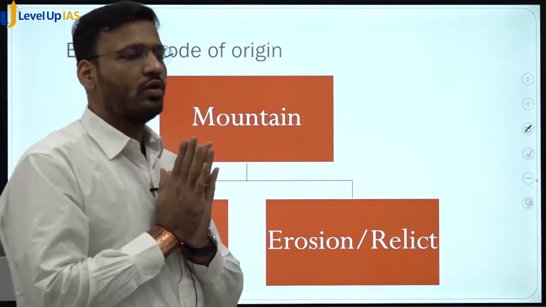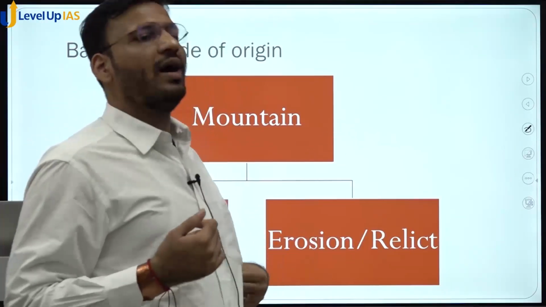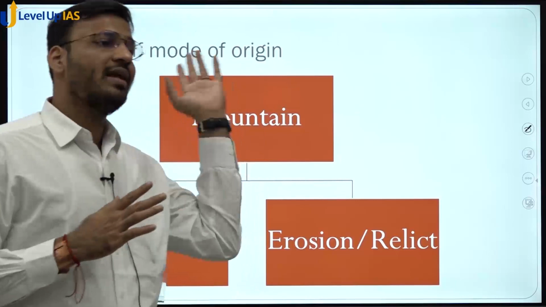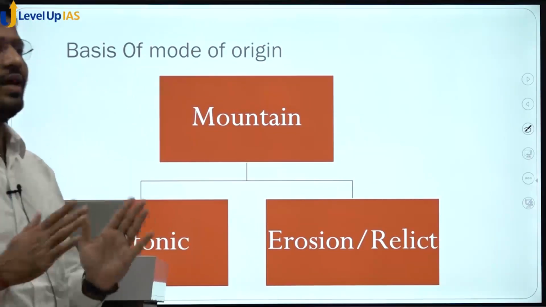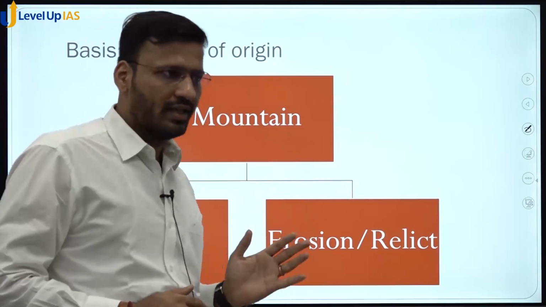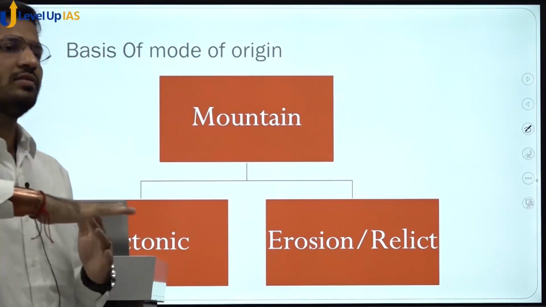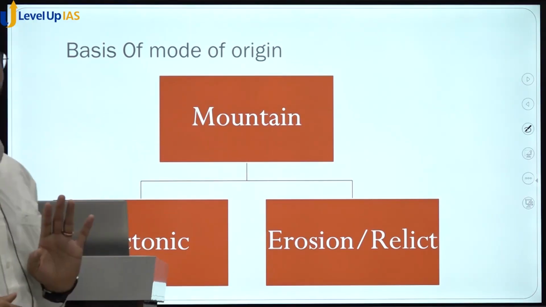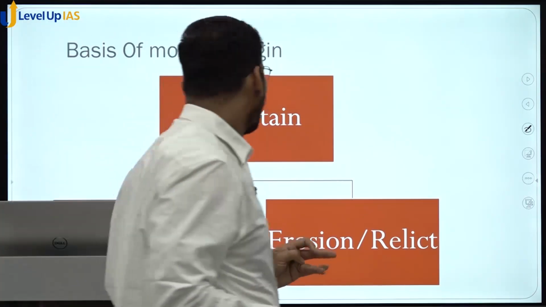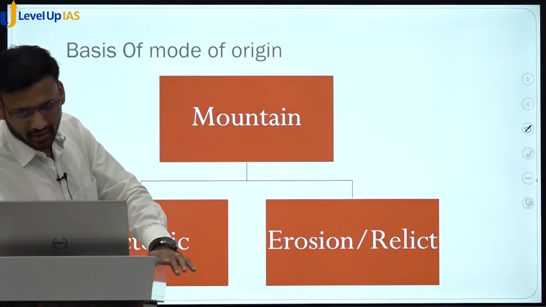You know that the sign of youngness is that we are rising, we are growing up. So Himalayas are now rising. Similarly, a few lakh years before, Vindhyas were rising. That is mentioned in our Vedic texts. Now Vindhyas have stopped rising. Now they are just eroding, and they are the relict mountain now. Getting it? So on the basis of origin, different mountains are there.